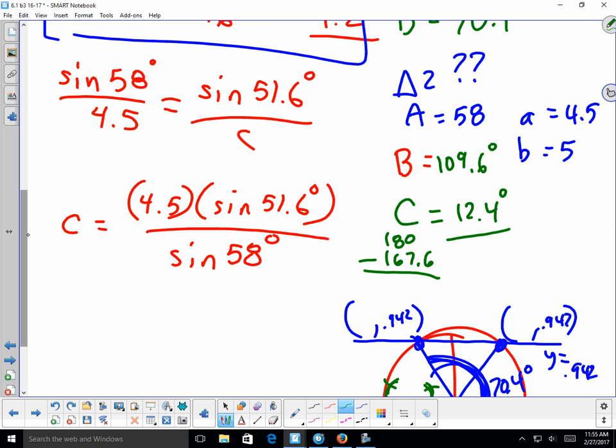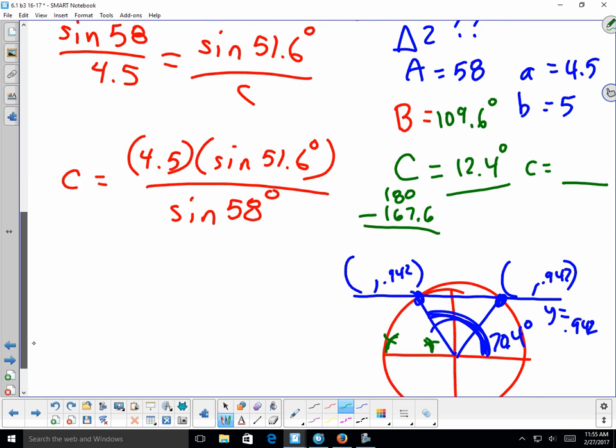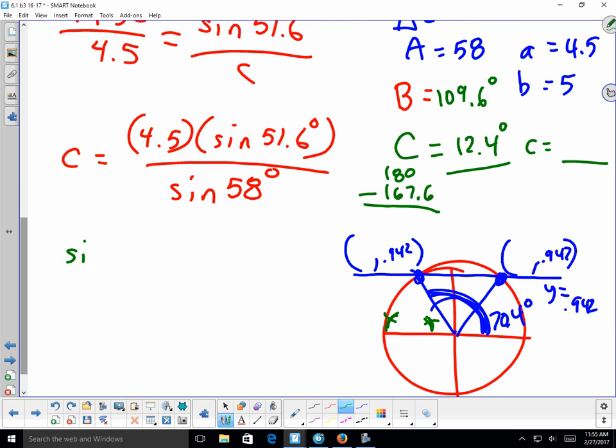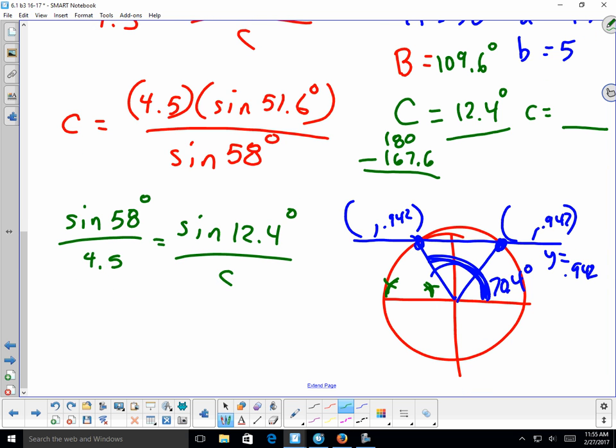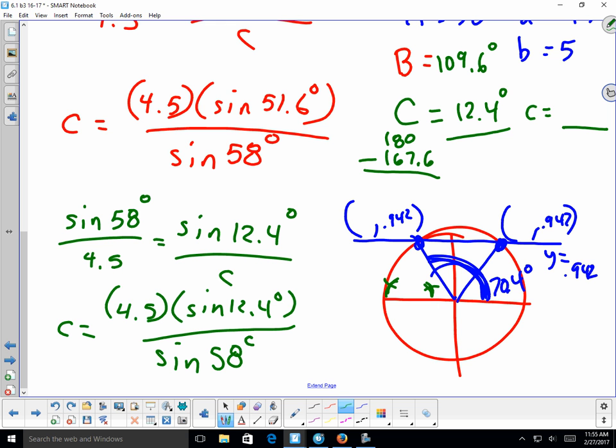Okay, and then we still need to find a side C, and I'm not sure if we finished this up last class. I think we were just about ready to do that. So we would do sine of 58 degrees over 4.5 equaling sine of 12.4 degrees over C. Did we do this last time? No. We ran out of time. So C is equal to 4.5 times sine of 12.4 degrees over sine of 58 degrees.